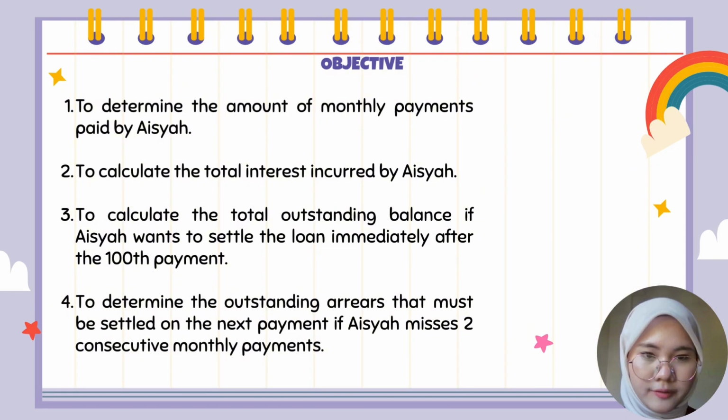Here are the objectives for the topic of annuity. Number 1 is to determine the amount of monthly payments paid by Aisha. Number 2 is to calculate the total interest incurred by Aisha. Number 3 is to calculate the total outstanding balance if Aisha wants to settle the loan immediately after the 100th payment. Number 4 is to determine the outstanding arrears that must be settled on the next payment if Aisha misses 2 consecutive monthly payments.